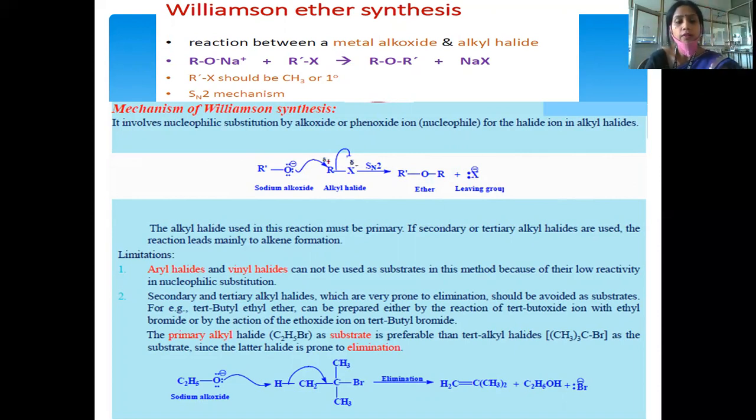So, for example, tertiary butyl ethyl ether can be prepared either by the reaction of tertiary butoxide ion with ethyl bromide or by action of ethoxide on tertiary butyl bromide. Now, it is always preferable that the primary alkyl halide is used as substrate rather than the tertiary alkyl halide. Why? Because we don't want to get any elimination product or alkene.